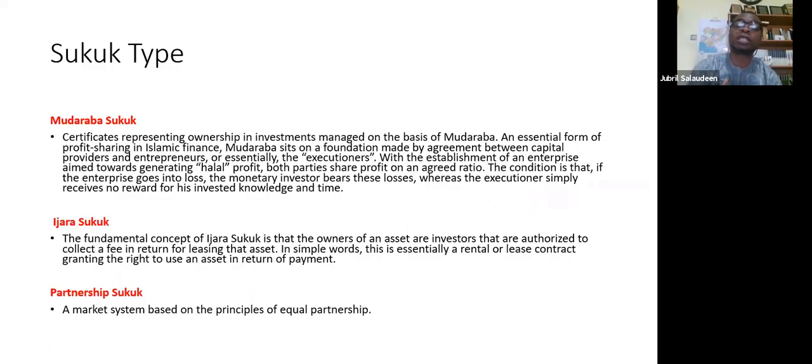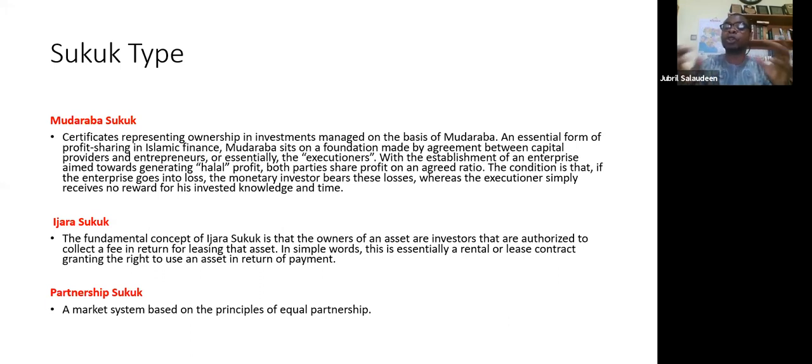So let us now look at sukuk and the different types of sukuk. You have the sukuk mudaraba. The mudaraba sukuk is a certificate that represents ownership in an investment managed on the basis of mudaraba. Mudaraba is that there's a mudarib, who is the entrepreneur or the worker, and there's the Rabb al-Mal, the owner of the fund. On the basis of that, sukuk are structured, which essentially is a form of profit sharing in Islamic finance. So there's a profit that is made at the end of the day, and it is shared between the parties.